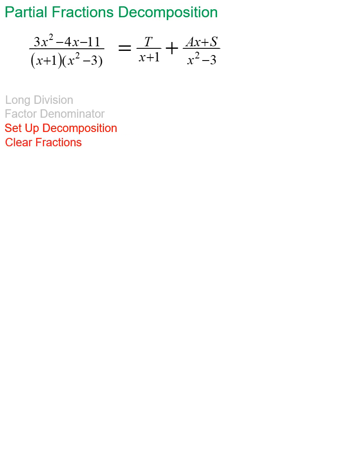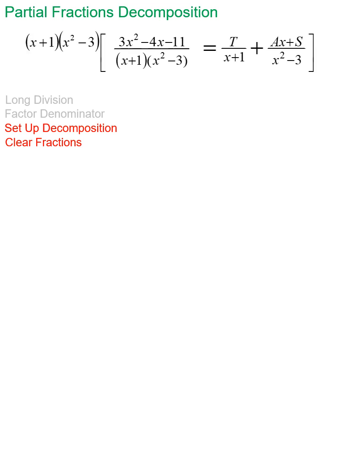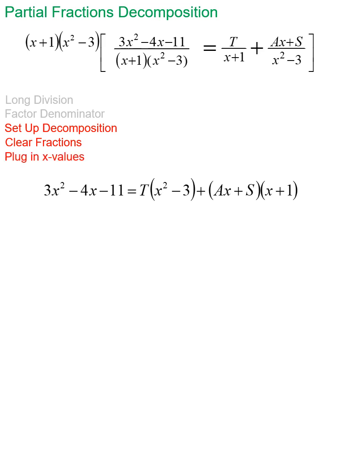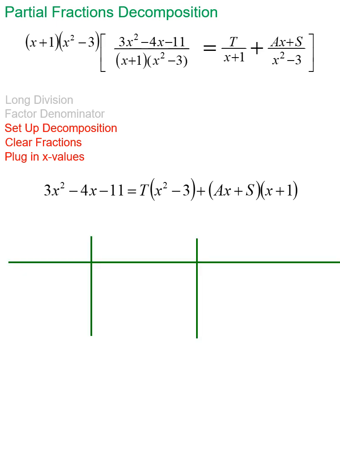Now, I'm going to clear fractions, so I'm going to take my equation and multiply the whole thing by the original denominator. Again, hit pause and convince yourself this would be the end result. Now, I have to find t, a, and s to have a completed decomposition. So I'm going to plug in values for x. First, I started with -1. -1 happens to make the equation above very easy to deal with because of the x plus 1 factor in there. So when I plug in -1, I end up with t equals 2.